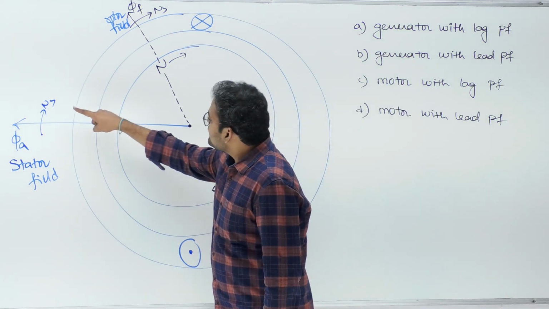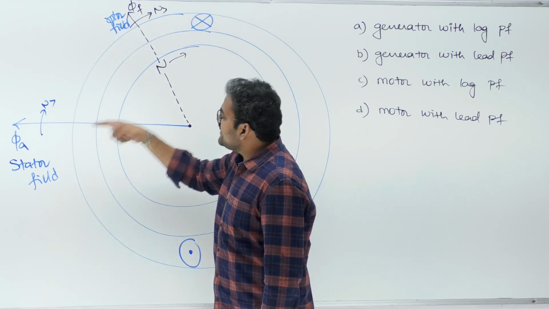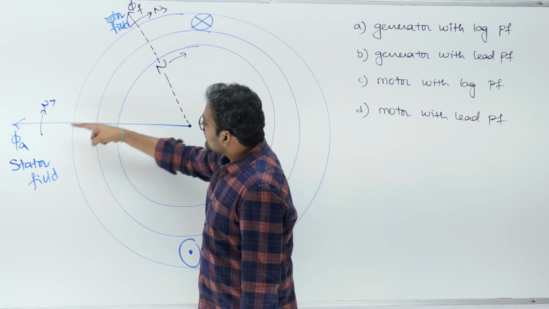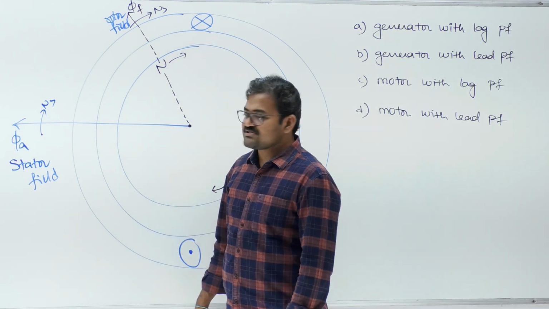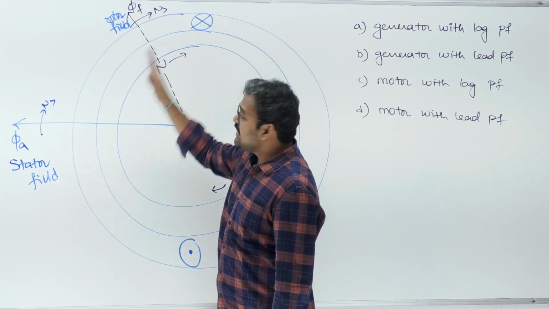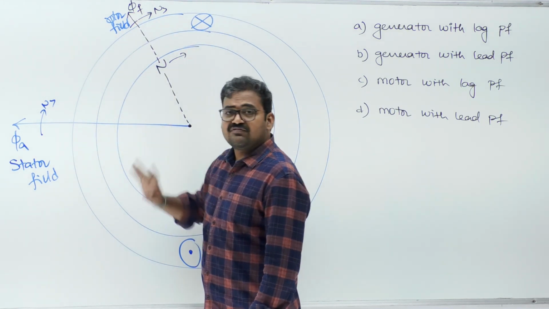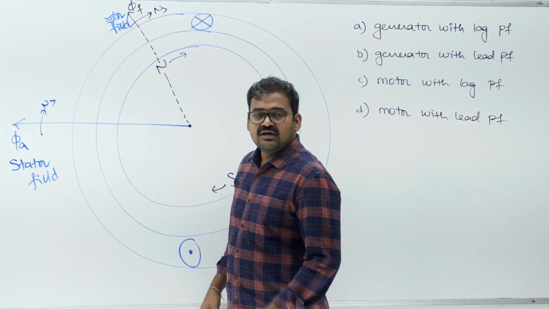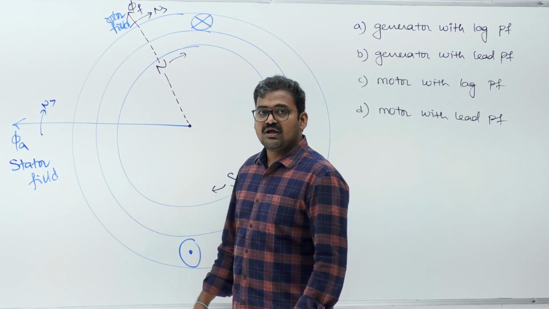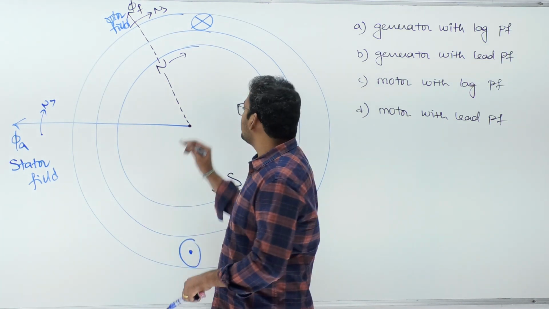Now, will you tell me, in the direction of rotation, which field is leading and which field is lagging? Definitely, rotor field is leading, stator field is lagging. Yes or not? I hope you are able to understand from the diagram. Clockwise direction. In the direction of rotation, rotor field is leading, stator field is lagging. Tell me now whether it is a generator or motor. We discussed this concept already. Rotor field is leading, stator field is lagging. This is nothing but a generator.